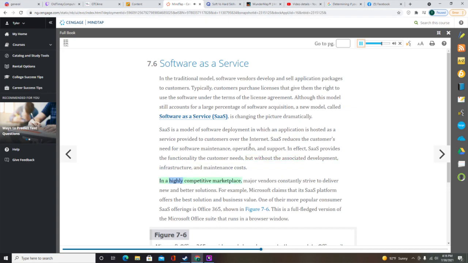In a highly competitive marketplace, major vendors constantly strive to deliver new and better solutions. For example, Microsoft claims that its SaaS platform offers the best solution and business value. One of their more popular consumer SaaS offerings is Office 365, shown in Figure 7-6. This is a full-fledged version of the Microsoft Office suite that runs in a browser window.